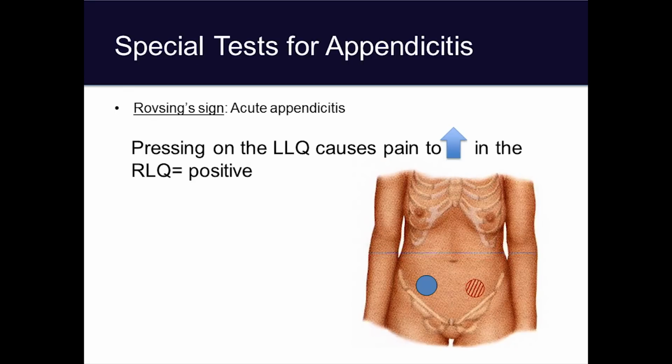sign. Rovsing sign is positive if pressure on the left lower quadrant causes pain to increase on the right lower quadrant. It's actually referred rebound tenderness. So you're pressing on the left lower quadrant and then releasing your hand, and pain on the right lower quadrant when you do that is considered a positive Rovsing sign. The sensitivity of this test is anywhere from 7 to 68%, and the specificity 58 to 96%. It has a positive likelihood ratio of 2.3 and a negative likelihood ratio of 0.8.